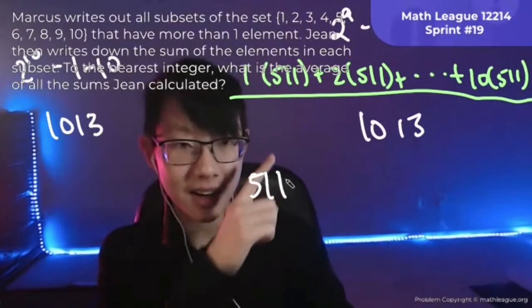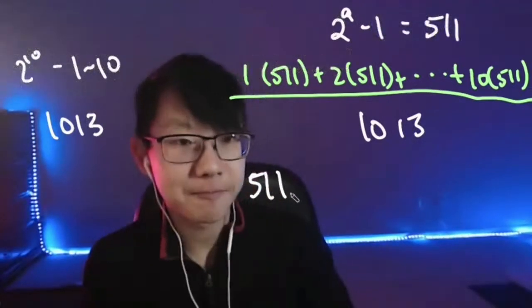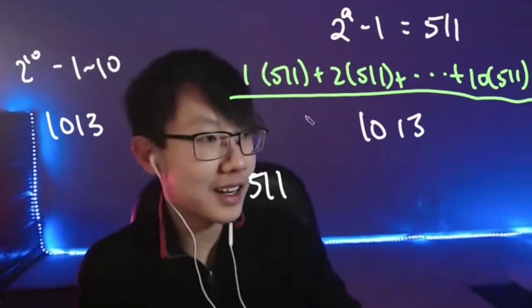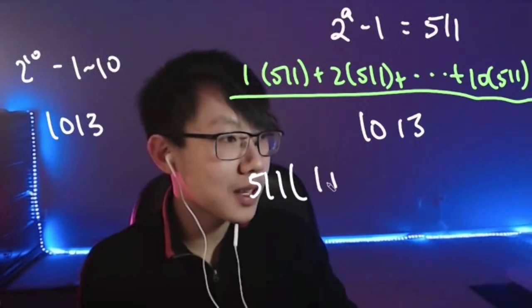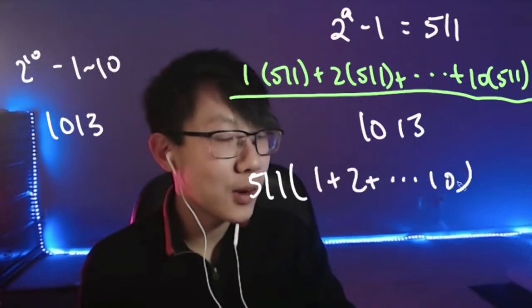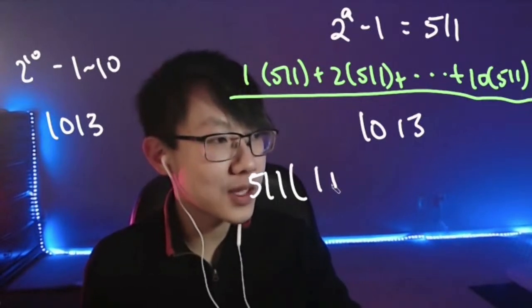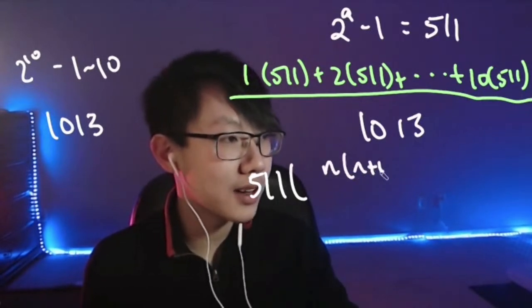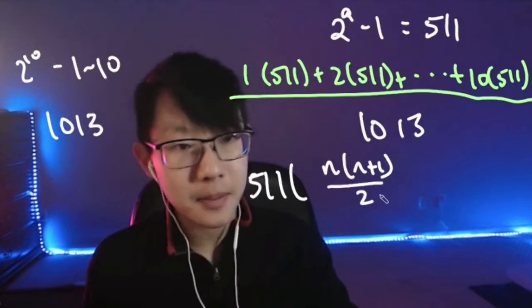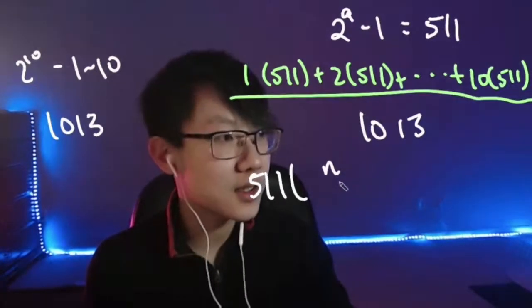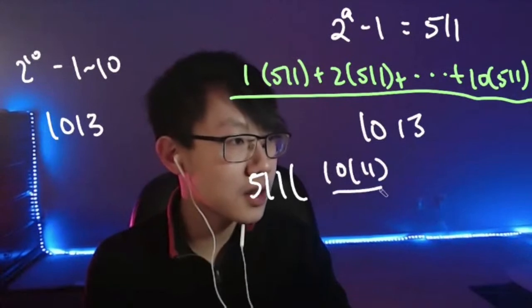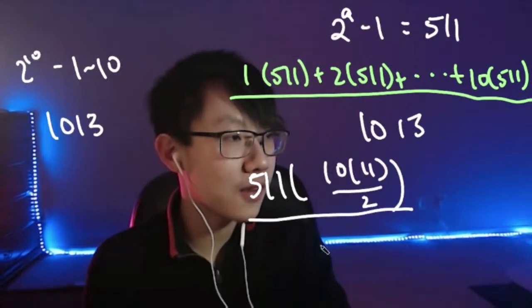Pulling the factor 511 out from the numerator, multiplied by 1 plus 2 plus all the way to 10. Well, this is just the sum of the first 10 numbers, which is equal to n times n plus 1 over 2 using the formula, where n is 10. So there's 10 times 11 over 2, all of that over 1013.